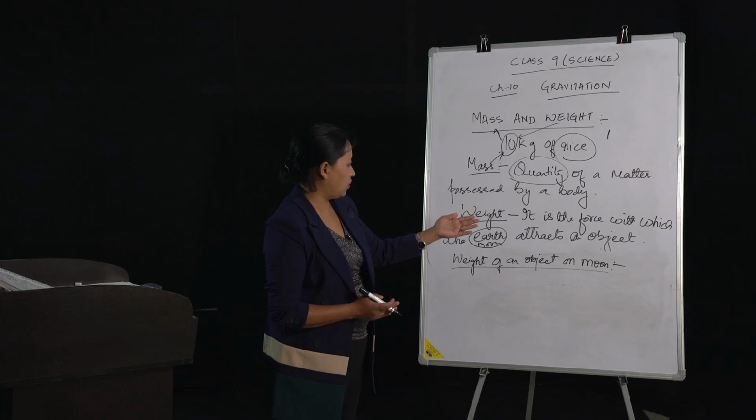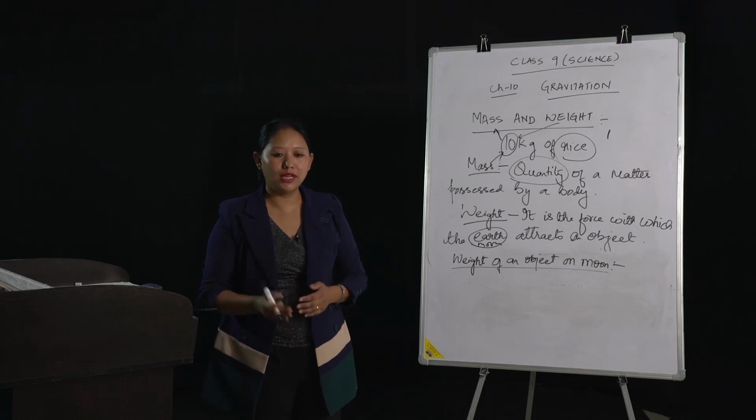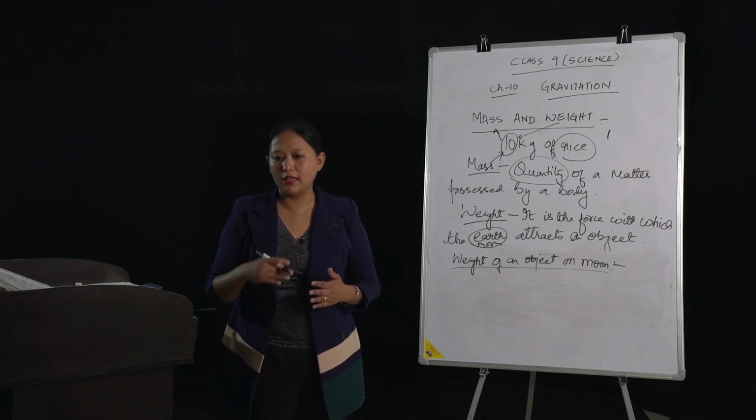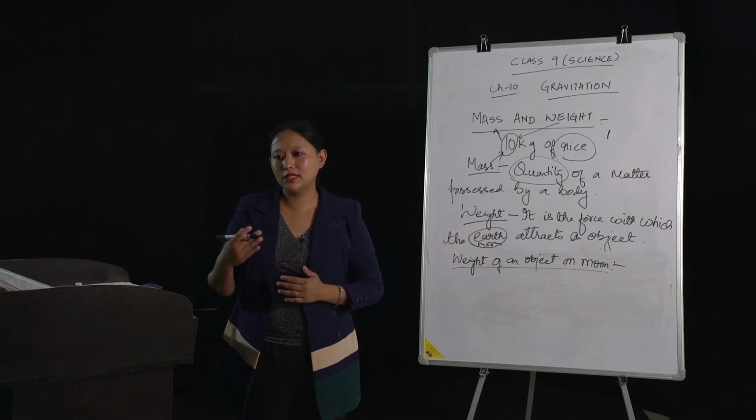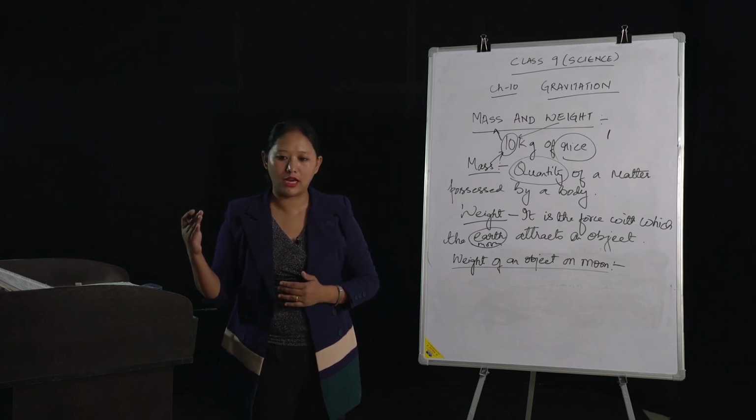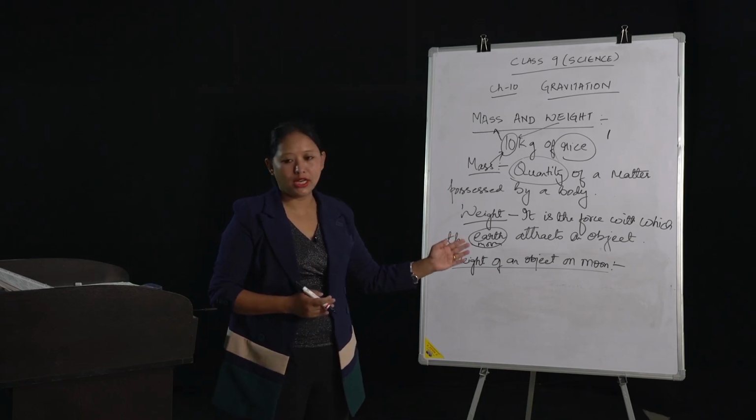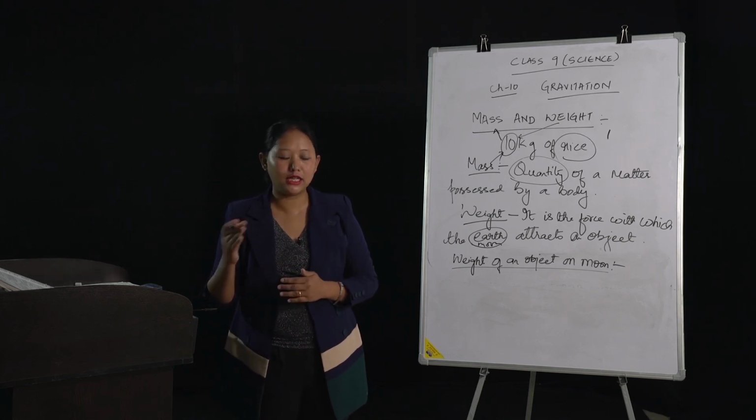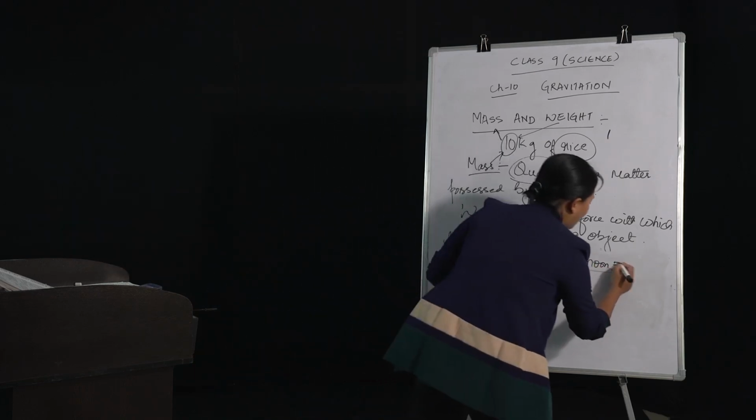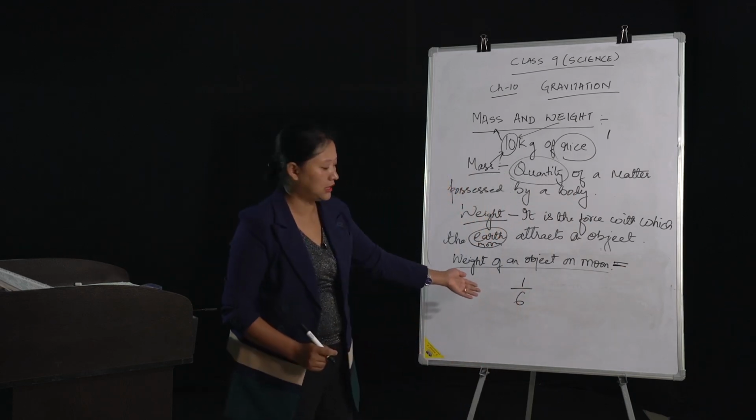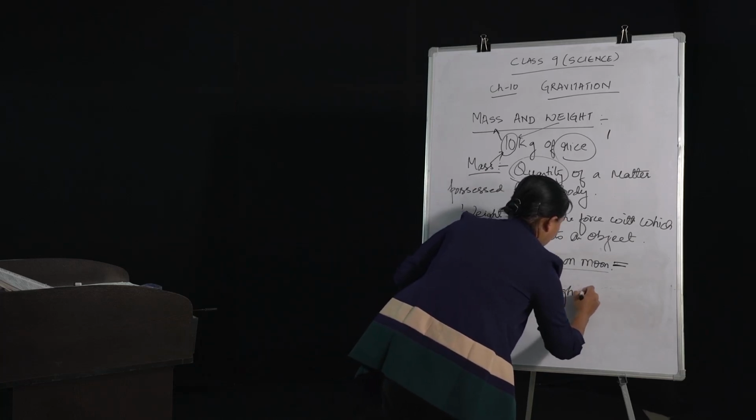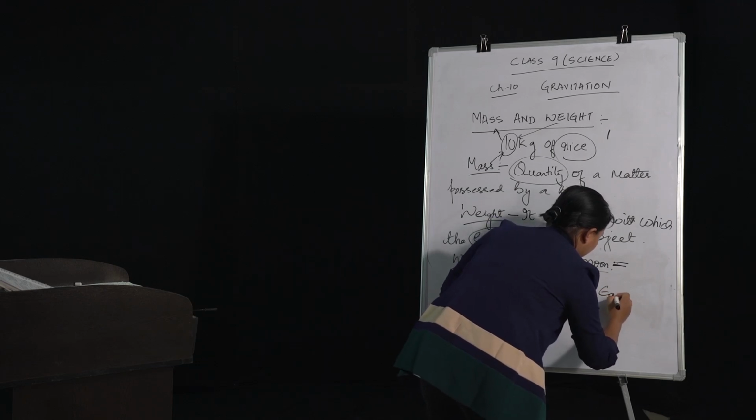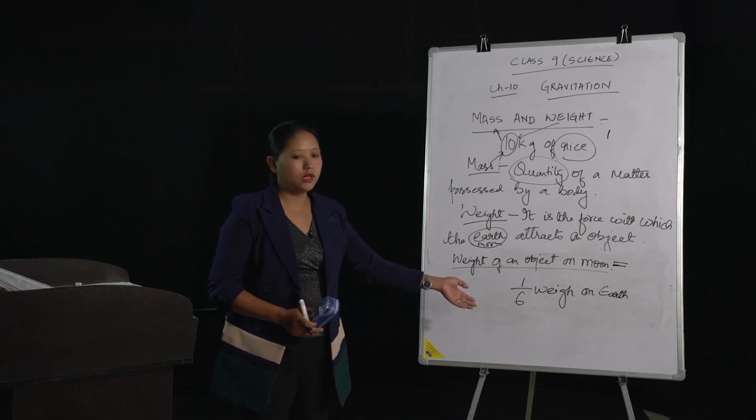The mass of moon is lesser than the mass of Earth, and that is why the moon exerts a lesser force on the object. The weight of an object on moon is 1/6 the weight on earth. I repeat again, weight of an object on moon is 1/6 the weight on earth. That means on moon, it is 6 times lesser. Let me write, weight of an object on moon is equal to 1/6 weight on earth.